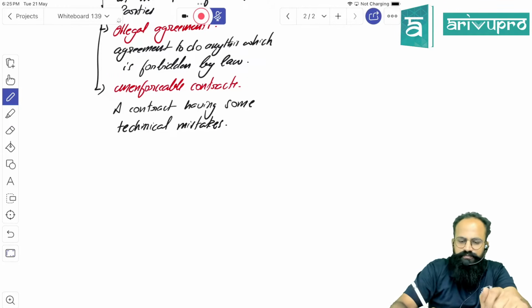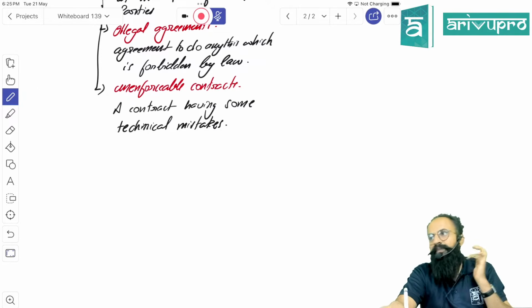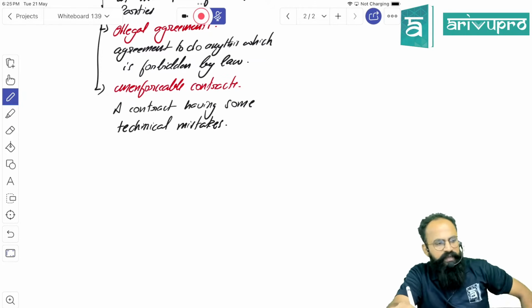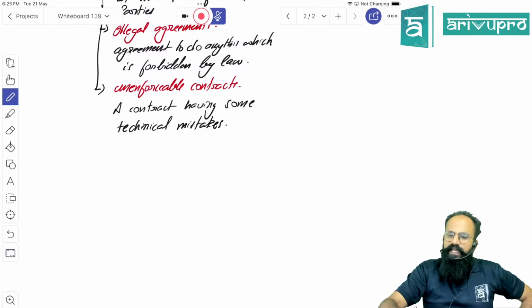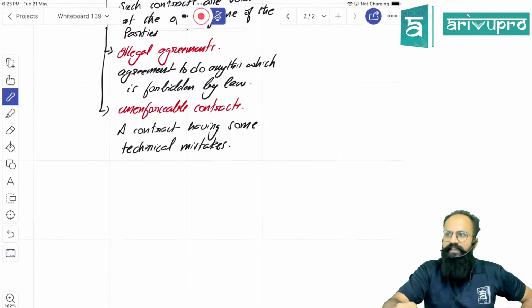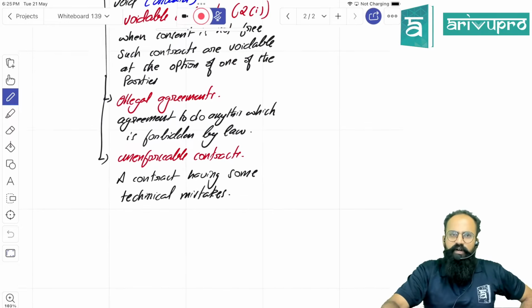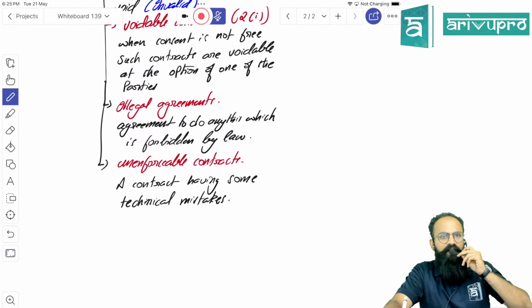Copy? Yes, sir. So, sir, the types of contracts based on validity or enforceability, I can classify the contracts into these types. So, what is the first contract, sir? The first contract is called a valid contract.